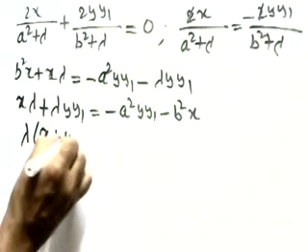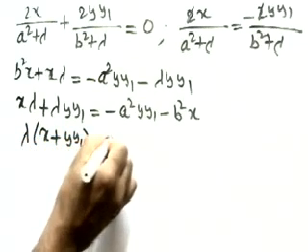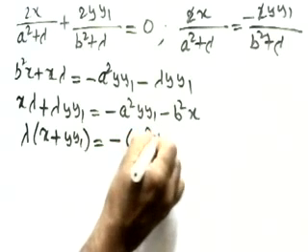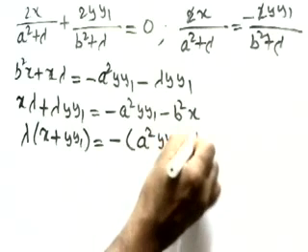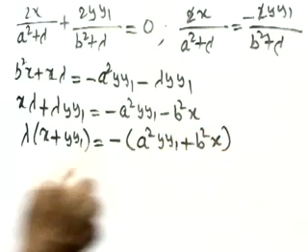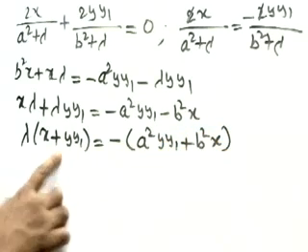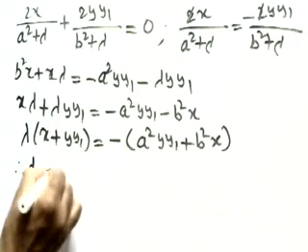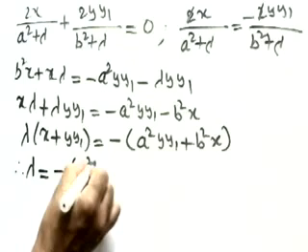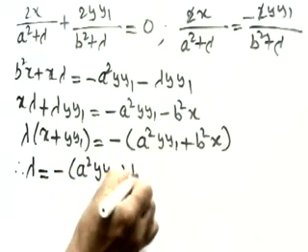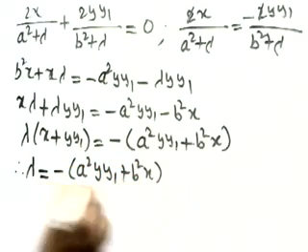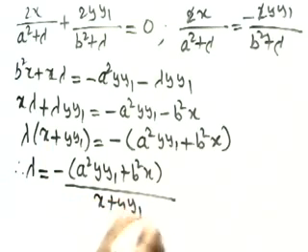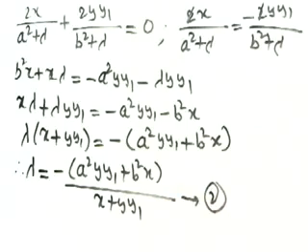If we take lambda common, what is left here is x plus y1 equals to, if you take minus common here, it will become plus a square y1 plus b square x. Now you are multiplying here, if you bring it here it will be divided, therefore we will get the value of lambda equals to minus of a square y1 plus b square x divided by x plus y.